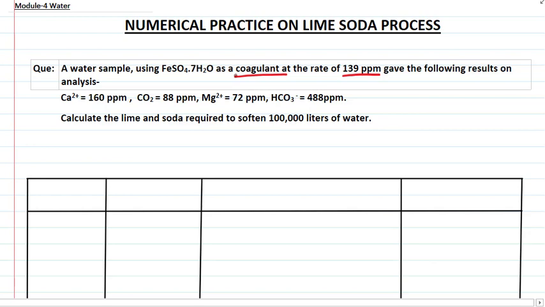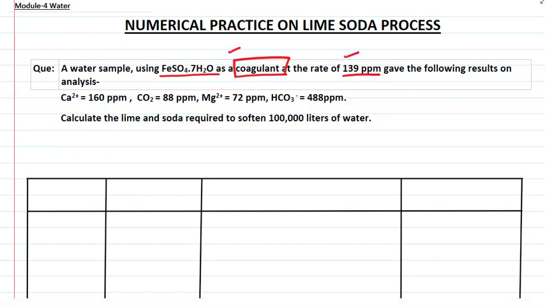So what is the role of this coagulant in our calculation? The used coagulant in this numerical is FeSO4.7H2O at the rate of 139 ppm. We have to include the coagulant in our calculation because these coagulants react with lime or soda, or we can say they can react with both our chemicals. So coagulants also require these two chemicals. That's why we have to include the amount of coagulant in our calculation.